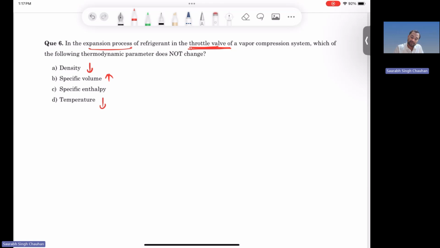It's the specific enthalpy that is almost constant. Okay, almost constant. So which thermodynamic parameter does not change? The correct option should be specific enthalpy. So the expansion in a throttle valve is isenthalpic, right?